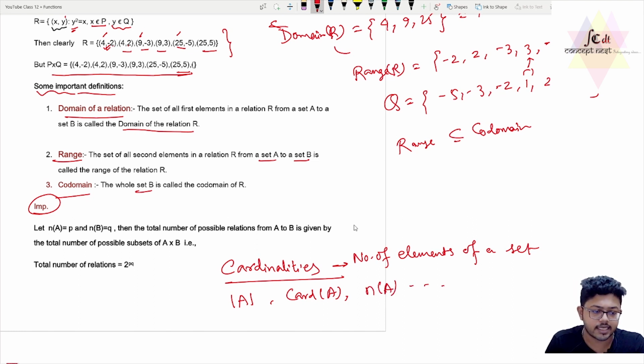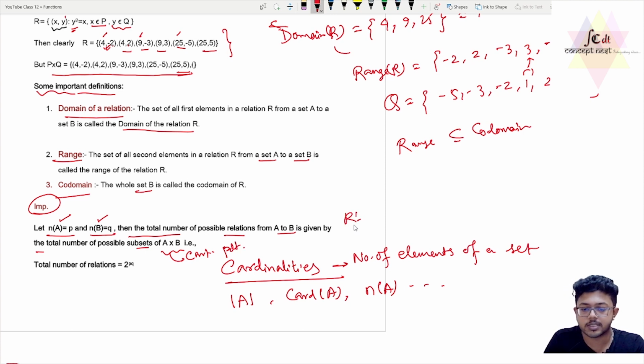So let the cardinality of A be P and the cardinality of B be Q, that means the number of elements of A is P and the number of elements of another set B is Q. Then the total number of possible relations from A to B is given by the total number of possible subsets of A cross B, that is, the total number of possible subsets of the Cartesian product of A and B. Okay, that is from A to B.